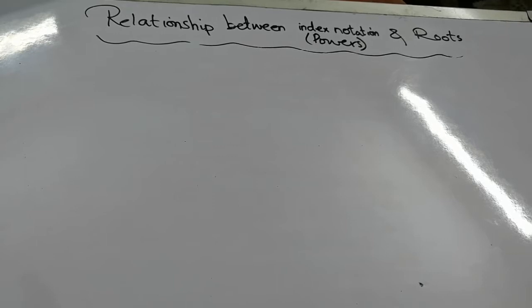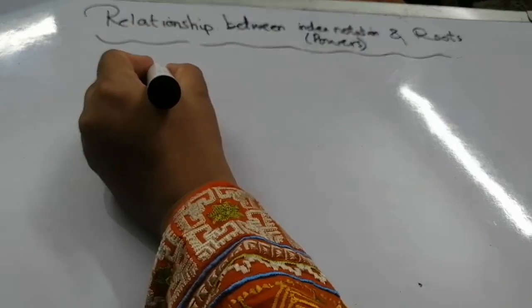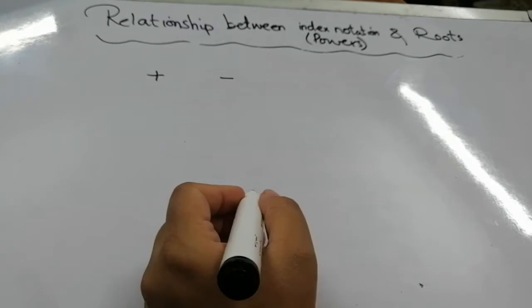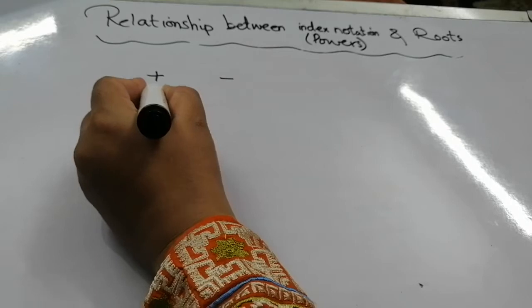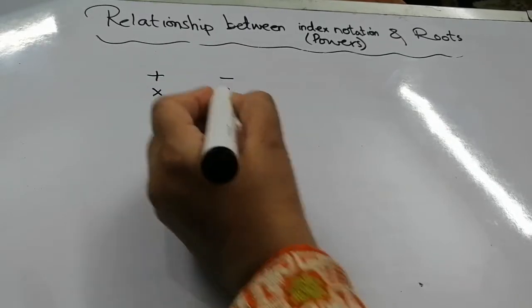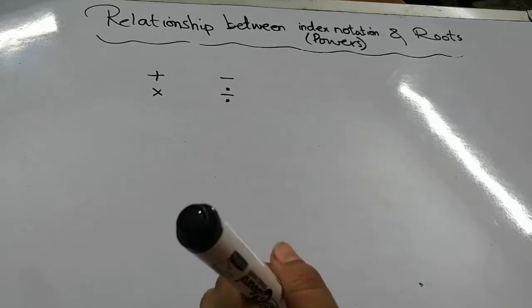So in today's video we will talk about the relationship between index notation or the powers and the roots. This is very interesting, as you all might know that in mathematics every operation has a reverse operation. Like addition has the reverse operation of subtraction, and subtraction is the reverse operation of addition. Similarly, multiplication is the reverse operation of division, and division is the reverse operation of multiplication. So the same is the case with powers and roots.